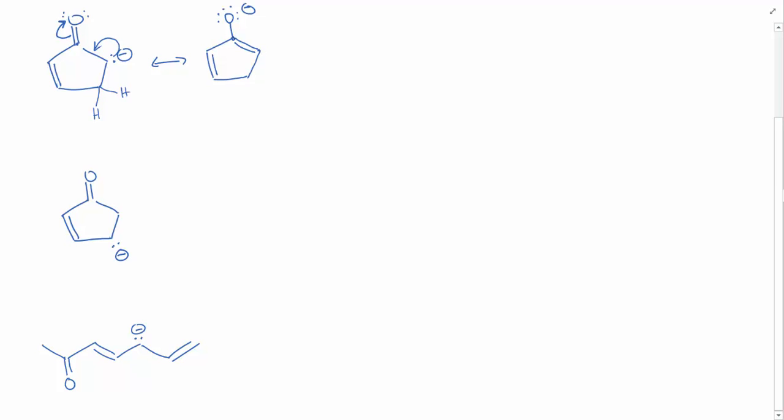Now, can we stabilize this charge anymore? There's not really anywhere else to put that negative charge. There's no way that we can move electrons away from that negative charge. So that is it for us. That is the only major resonance structure that will stabilize that negative charge.